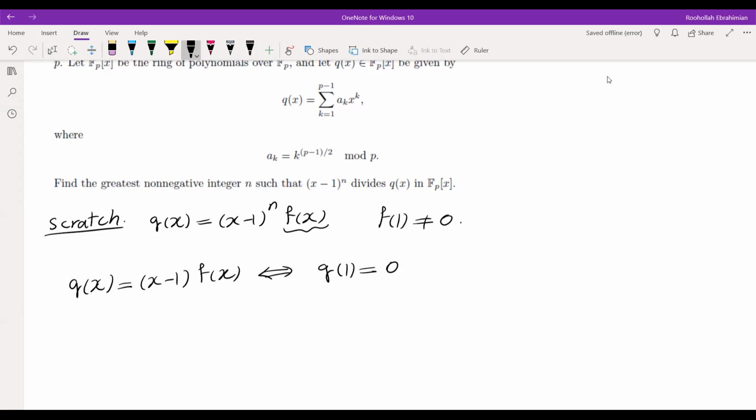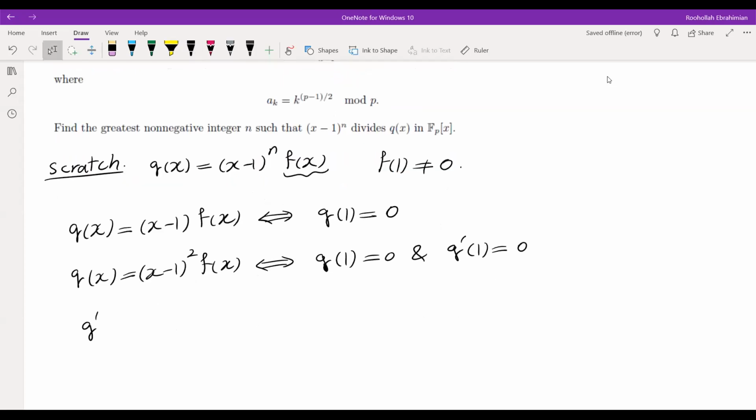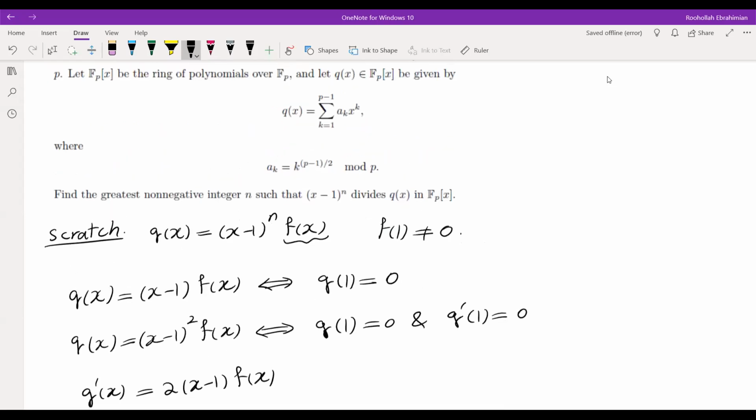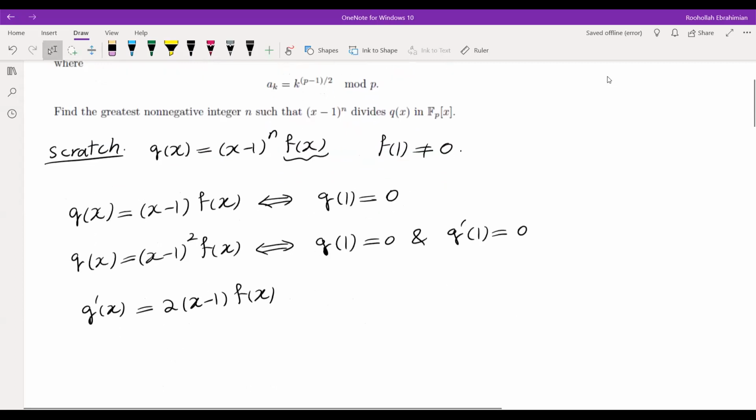q of x. If q of x has two factors of x minus 1, then q of 1 is equal to 0, but also when you differentiate, you get another root of 0. That's not very difficult to see, because if you differentiate q, then you get 2 times (x minus 1) f of x, and this is the formal differentiation. Because we're working mod p, it is just formal differentiation of polynomials, plus (x minus 1) squared times f prime of x. It doesn't make sense to use the limit definition for the derivative. And of course, that means q prime of 1 is equal to 0.